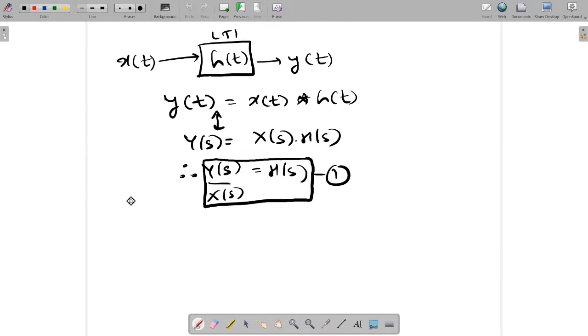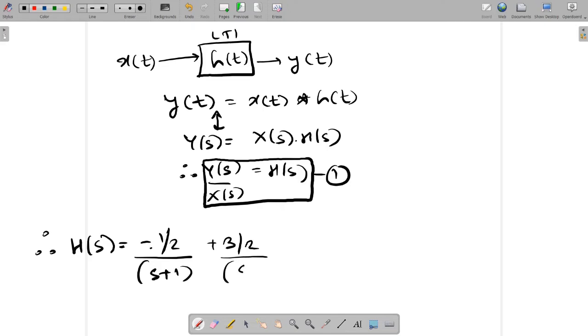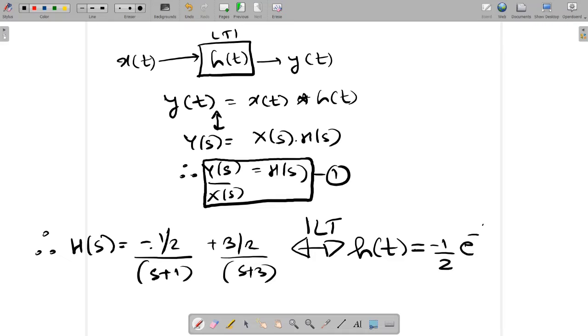Great. So you can say h of s is equal to minus half upon s plus 1 plus 3 by 2 upon s plus 3. Take the whole inverse Laplace transform. What is the inverse Laplace transform of h of s? H of t. What is the transform of minus half upon s plus 1? Minus half e raised to minus t u of t plus 3 by 2 e raised to minus 3t u of t. Good.